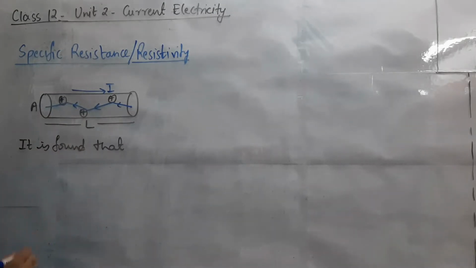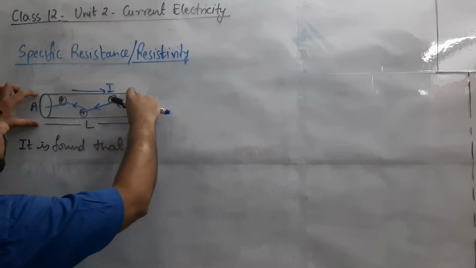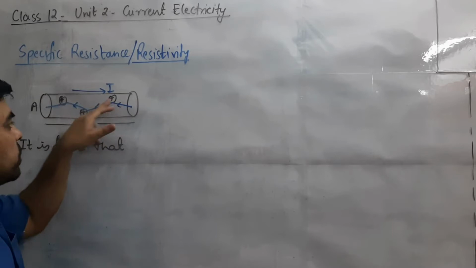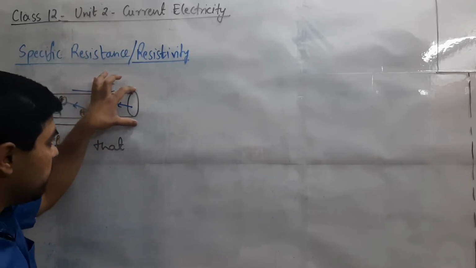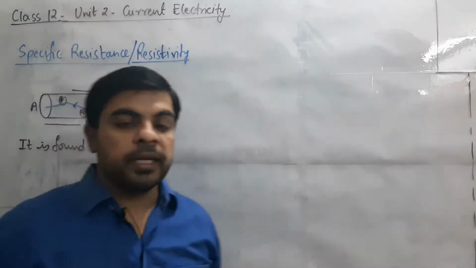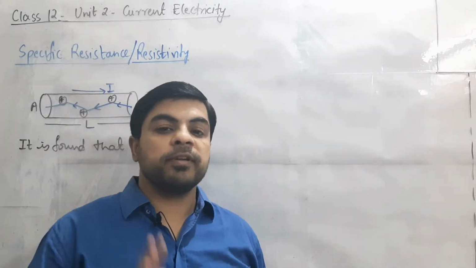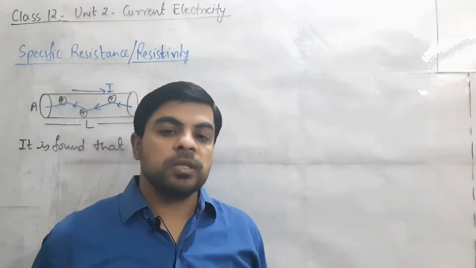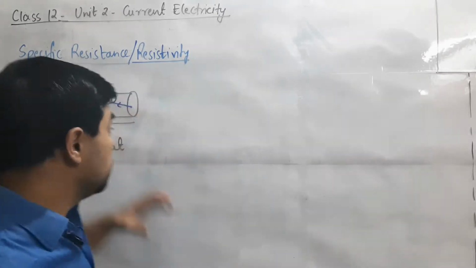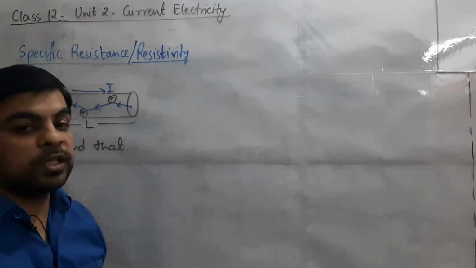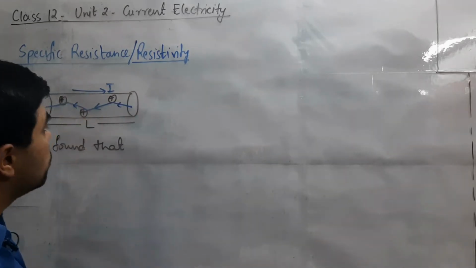Now suppose we have a conductor in which we are increasing the length. Suppose for a given length L, we have shown 3 collisions in this conductor. If we increase the length of the conductor, definitely the number of collisions will increase, and if the number of collisions increases, then what will be the effect on the value of resistance, the hindrance, the opposition? Definitely it will increase. So if we increase the length of the conductor, more collisions will take place and it will cause more resistance.